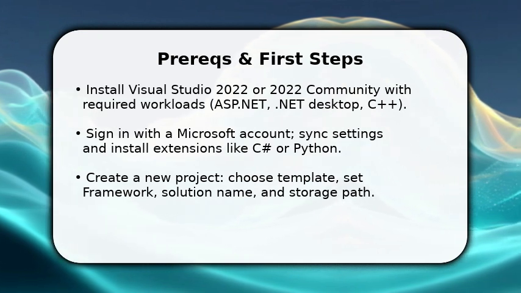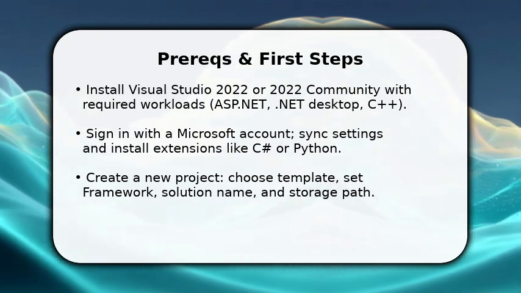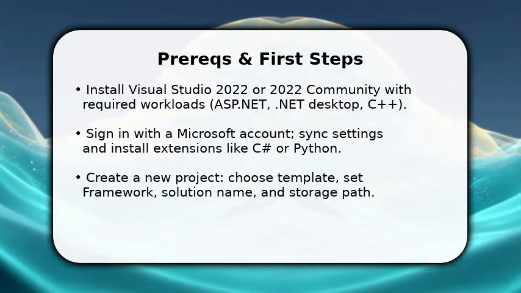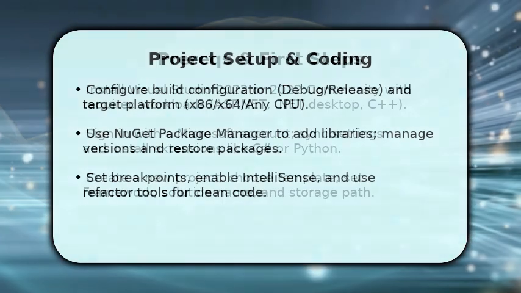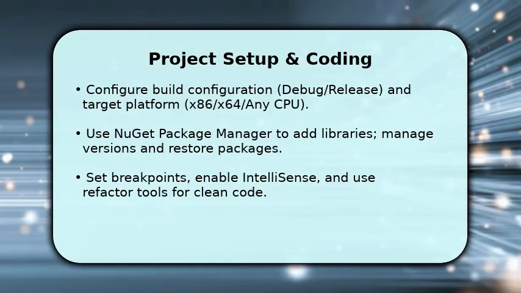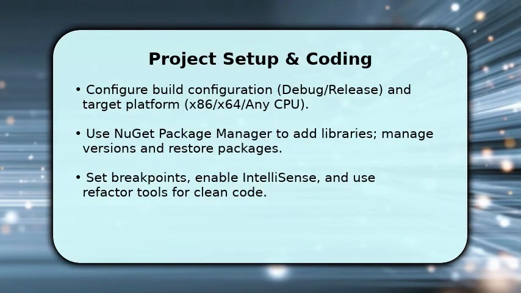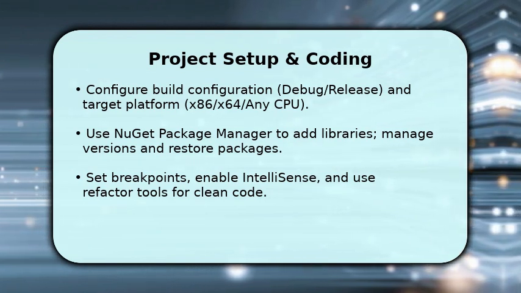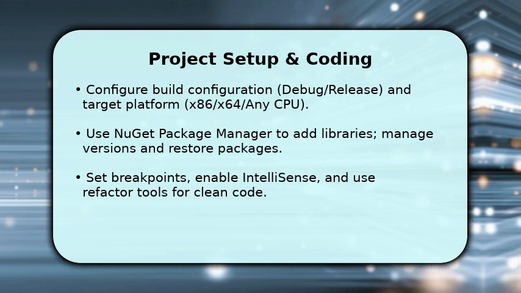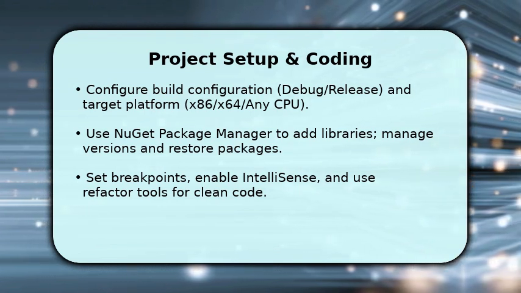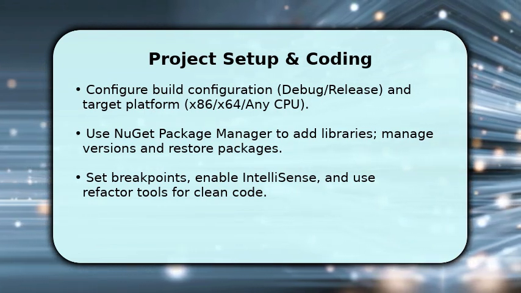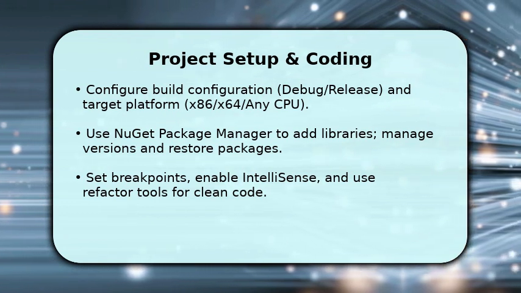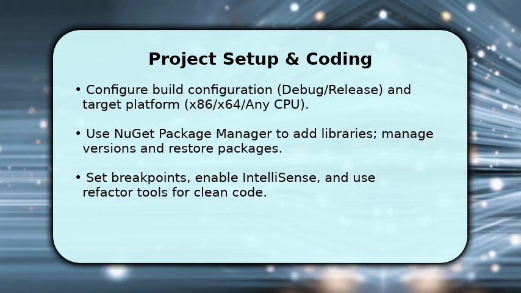After the project scaffolds, open Solution Explorer and expand files to confirm the initial structure is present and ready for editing. Now you configure the project and start implementing features. Set build configuration to debug for iteration, pick the correct platform, then add dependencies via NuGet so you avoid manual DLL issues. As you code, rely on IntelliSense to speed typing and use refactor commands to rename or extract methods. This keeps the codebase maintainable.